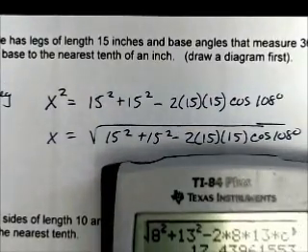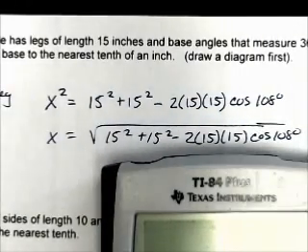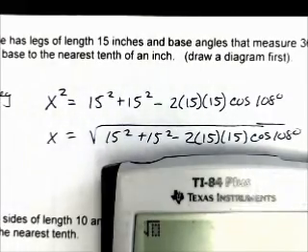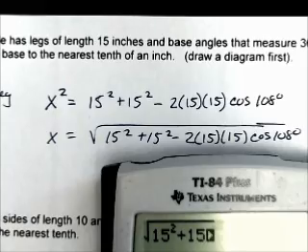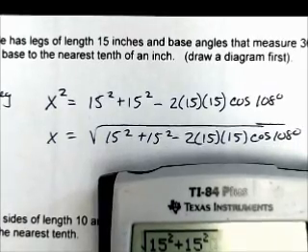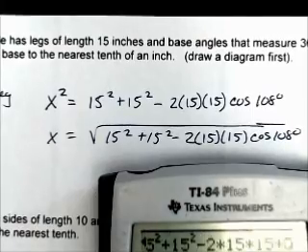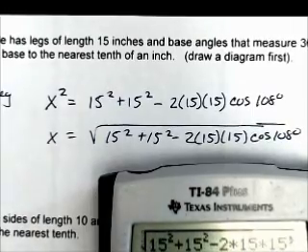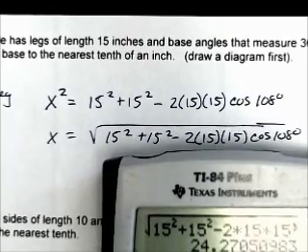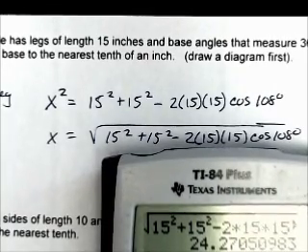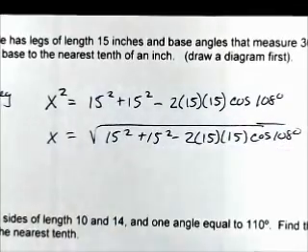Go to the calculator. Square root of 15 squared plus 15 squared minus 2 times 15 times 15 times cosine 108. To the nearest tenth of an inch, 24.3 inches.